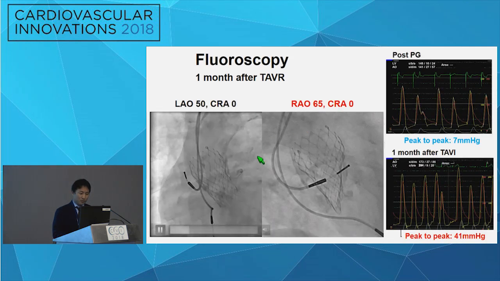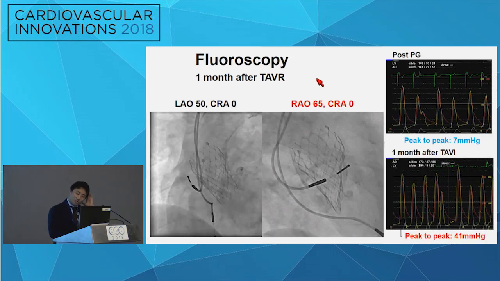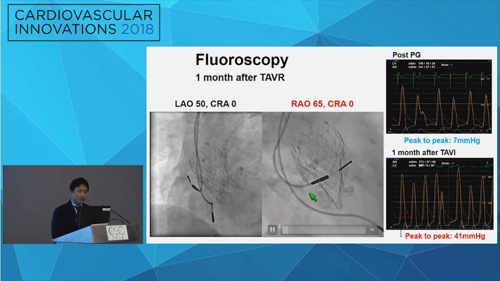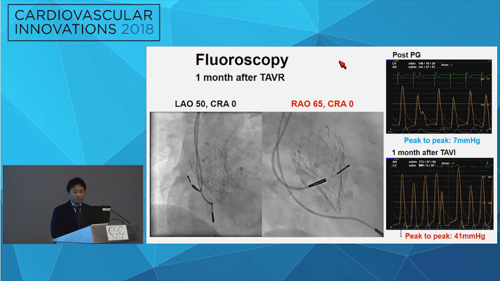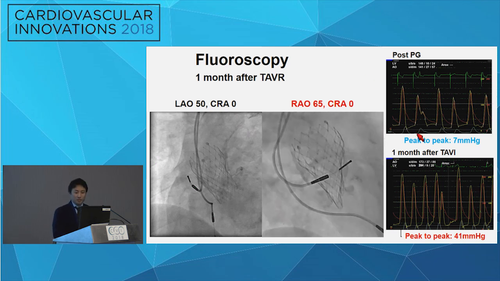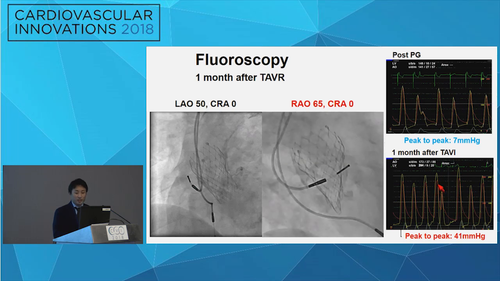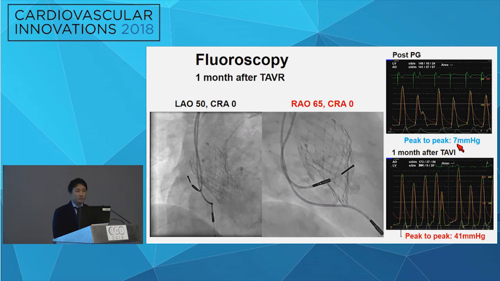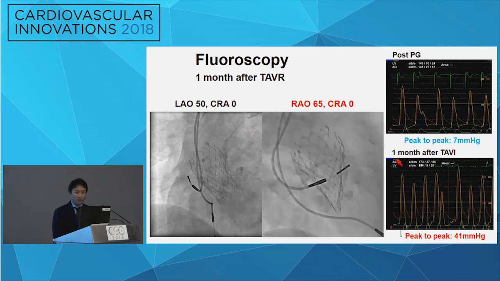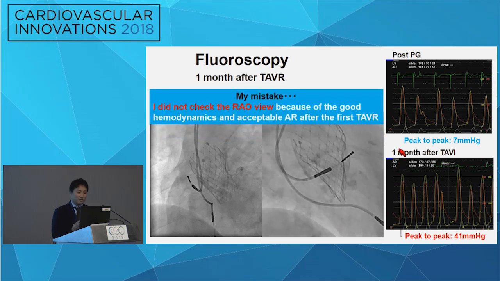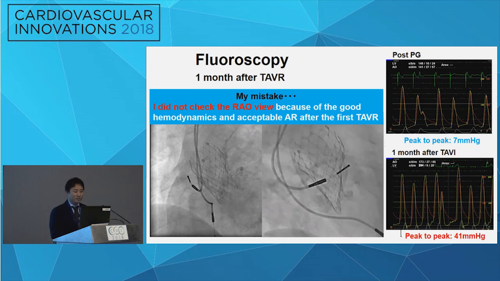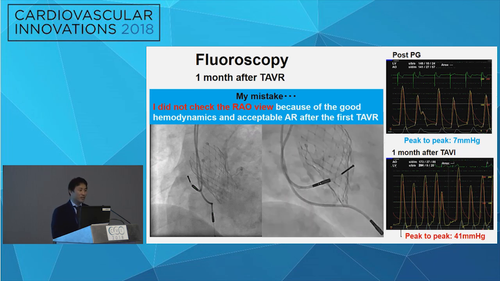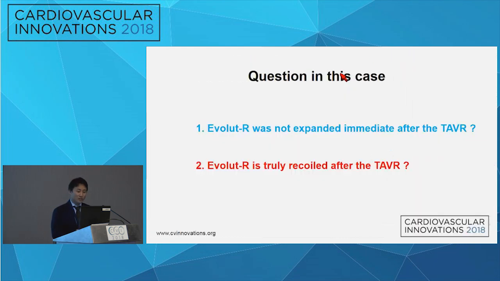So I checked the angiogram, and the LAO showed a fully expanded bioprosthesis, but when I checked the RAO view, the valve is completely compressed, and the pressure gradient increased again. Immediately after the procedure it was 7, and at 1 month it is 41. So I made a mistake. I did not check the RAO view immediately after the TAVR, because of the good hemodynamics and acceptable AR after the procedure.